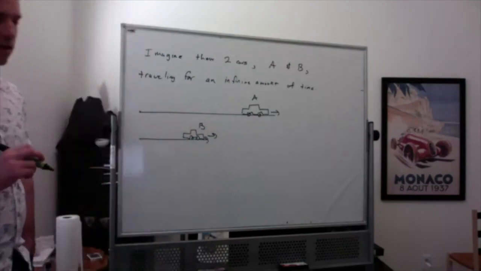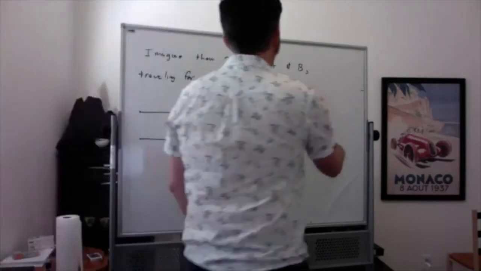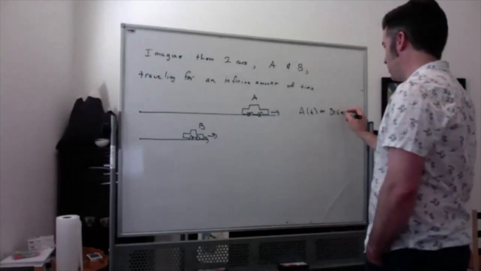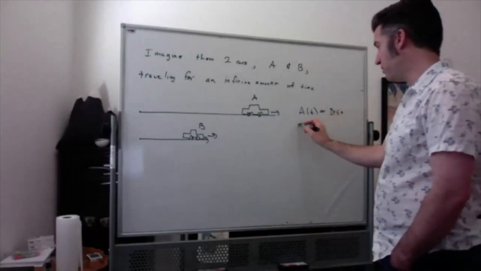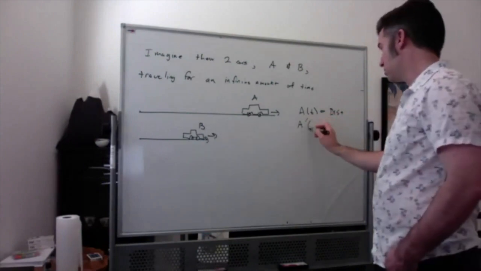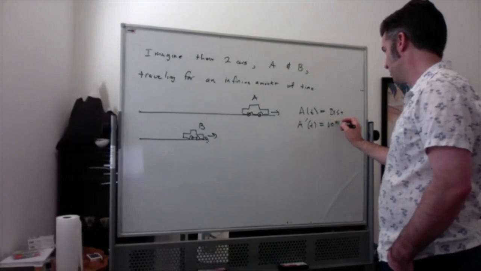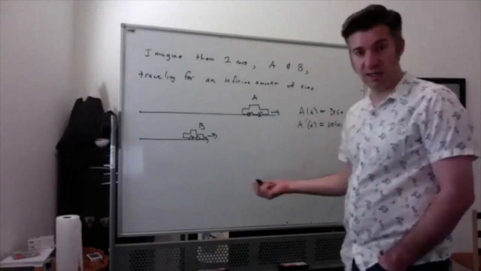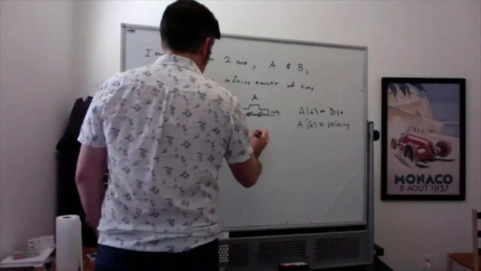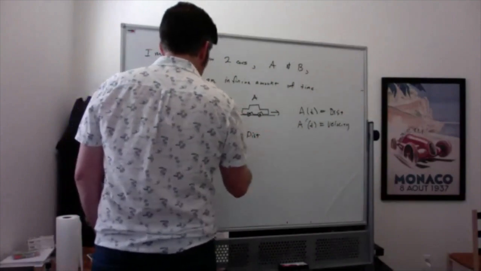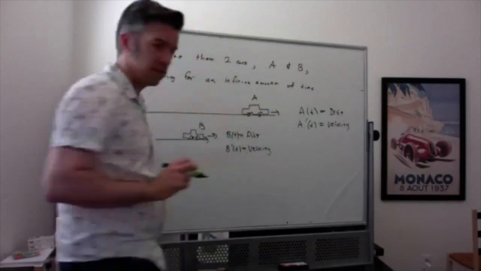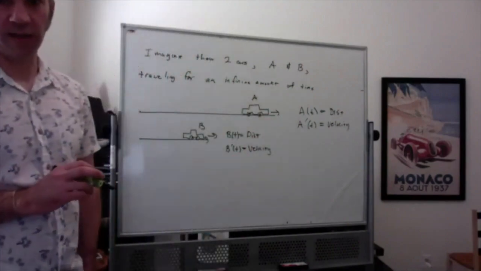And let's say that A of t equals the distance car A has traveled. And we know that the derivative of distance is velocity or speed. And the same thing for B. We're going to say that B of t is the distance car B has traveled, and B prime of t is the velocity that car B is traveling at.